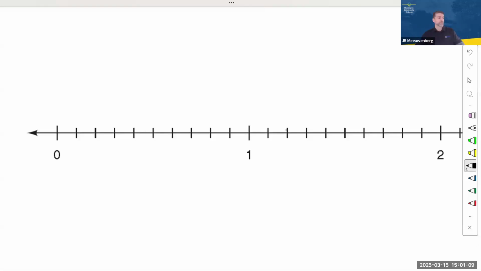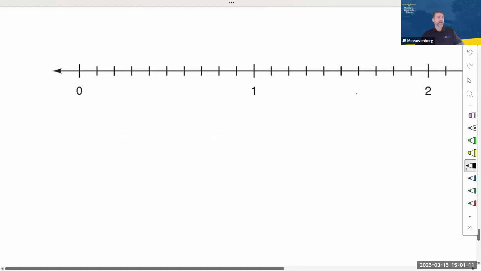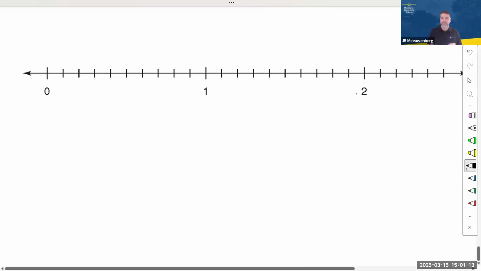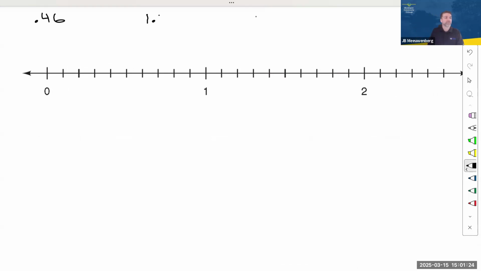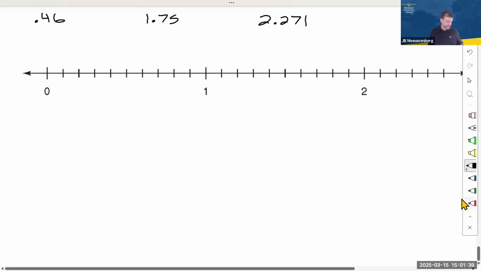And then I'm going to give you 3 different numbers that I want you to place on this number line as best you can, their approximate locations. So we're going to do 0.46, 1.75, and 2.271. So as best you can, sketch yourself a little number line that looks like what you see on my screen, and then see if you can indicate where those would be. Be as accurate as possible.